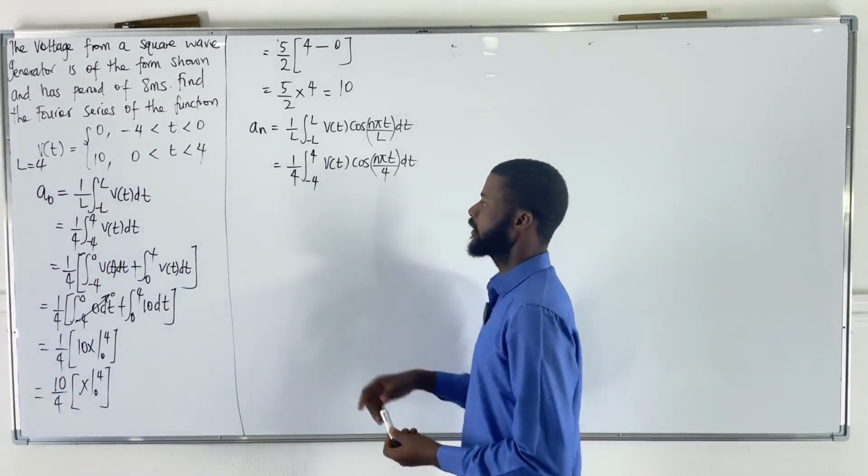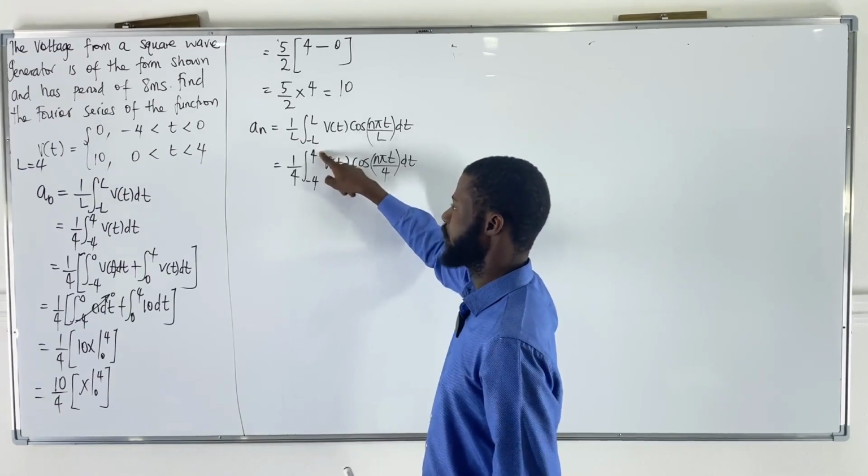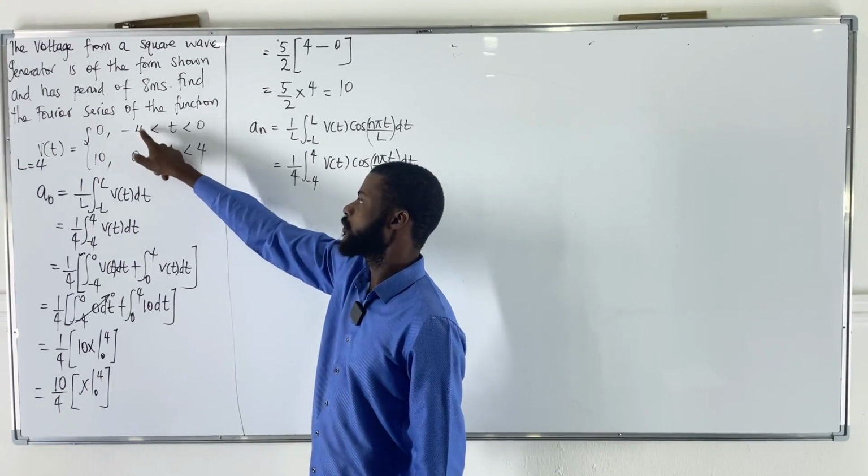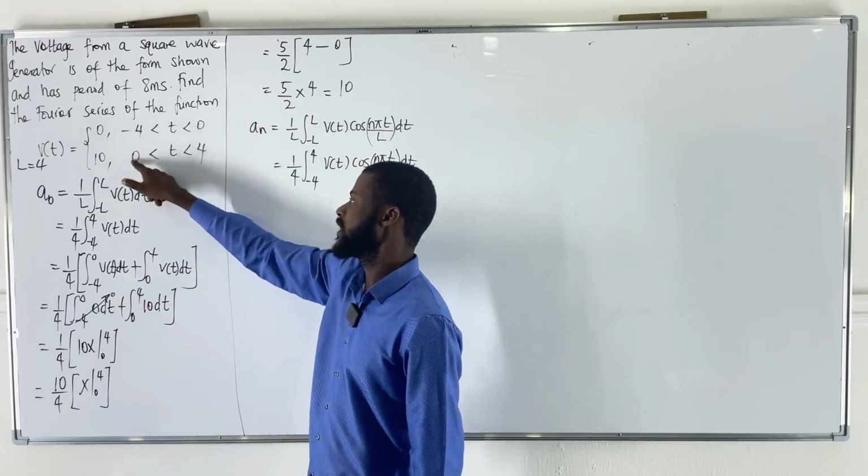Now remember I said the integral is from minus 4 to 4, but we have two values. So it was broken down into two parts. So it's broken down into minus 4 to 0 and 0 to 4.